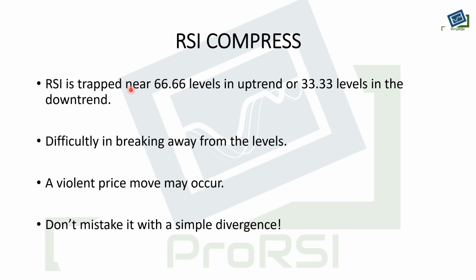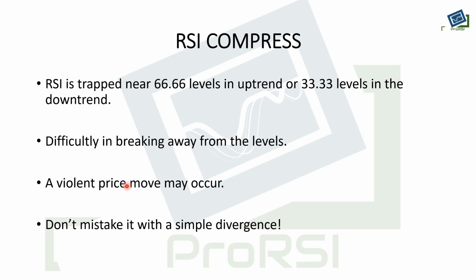RSI compress is basically an area near the RSI levels of 66.66 or 33.33, and the RSI is trapped within this area. It has difficulty breaking away from the levels. Means around 66 levels and around 33 levels, that is the overbought and oversold levels, the RSI gets trapped there. It is spending some time there, not getting ample power to break out from the levels. It is consolidating there, so it's getting compressed at that point.